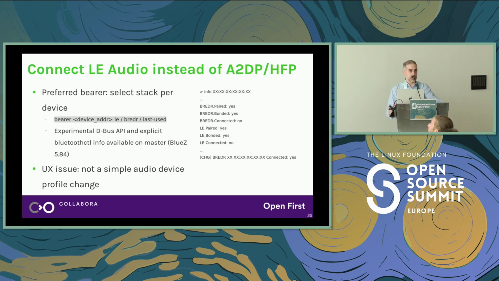Now, the problem is if you have a device that supports both classic and LE audio, what do you do? How do you switch between the two stacks? Unfortunately, this is not like we had before. Before, in PipeWire, you could go and look at the profiles of the device, and it would say, oh, it supports HFP, it supports A2DP. So you had the drop-down box, and you could select which one to use.